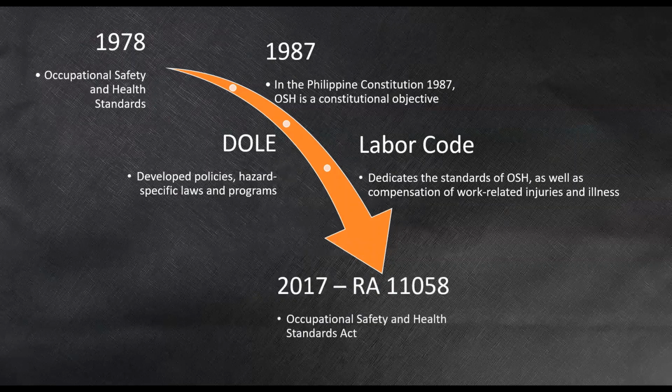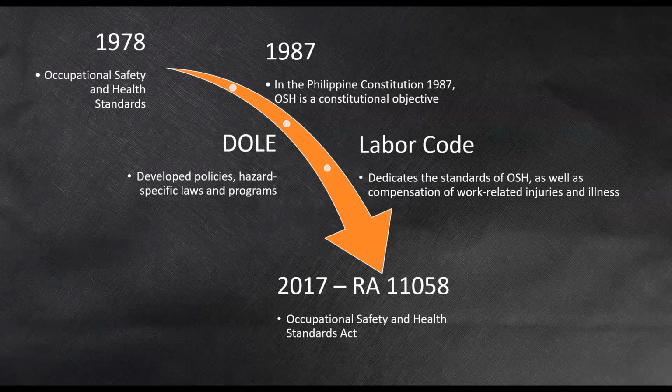Most recently, in 2017, is the enactment of RA 11058, or the Occupational Safety and Health Standards Act. This is an act strengthening compliance with occupational safety and health standards and providing penalties for violations.